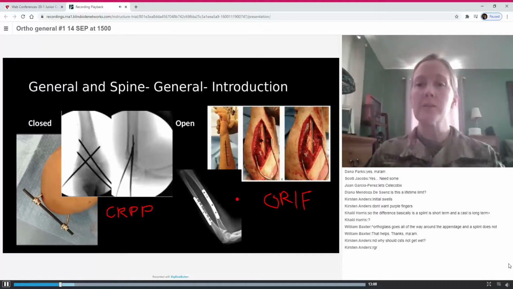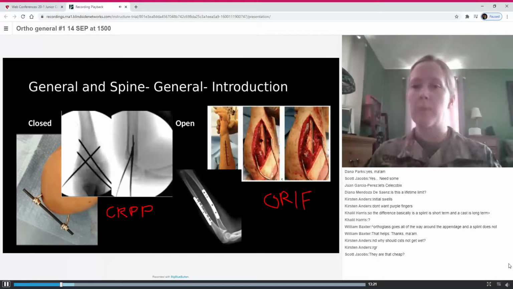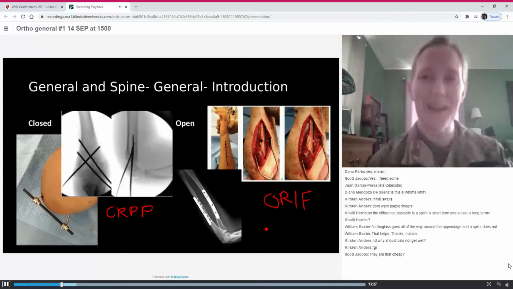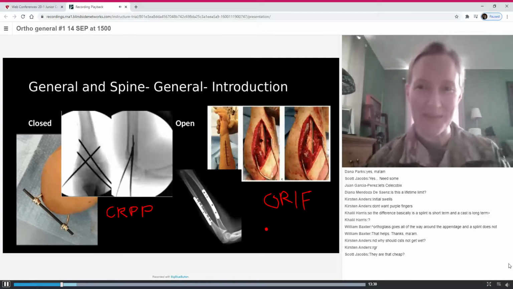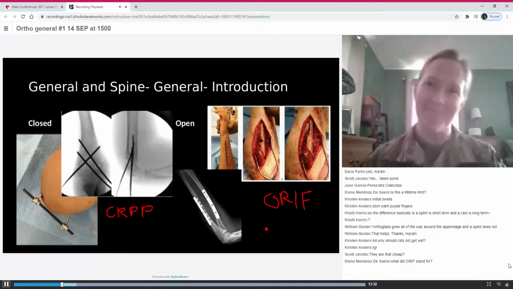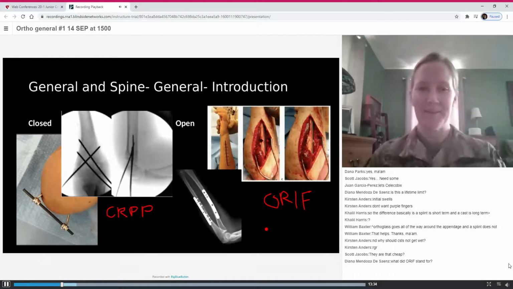Okay, so this is mostly an adult treatment, though we do have some pediatric variations that we will use as well. Intramedullary rods could be considered this as well. Probably not, Jacobs. Probably not as cost effective because they have to be sterilized. Open reduction, internal fixation.